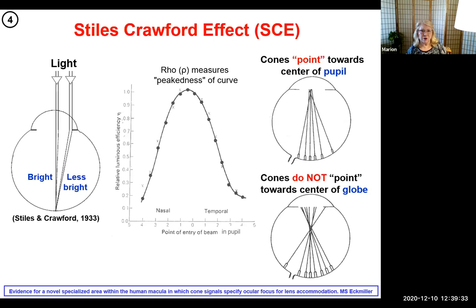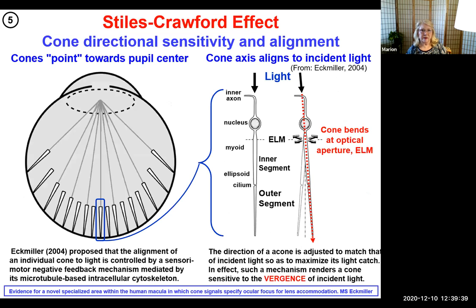Now, normal cones in human eyes do not point towards the center of the globe. So I have been interested in this mechanism of cone directional sensitivity and alignment. And as you will see on the left, all of the cones are believed to be pointing towards the center of the pupil. And an individual cone cell has many components.